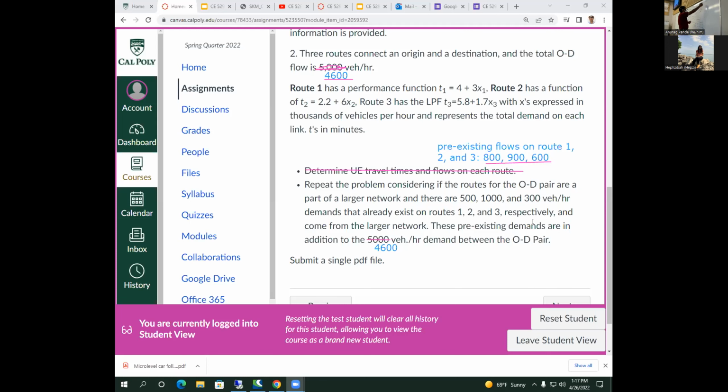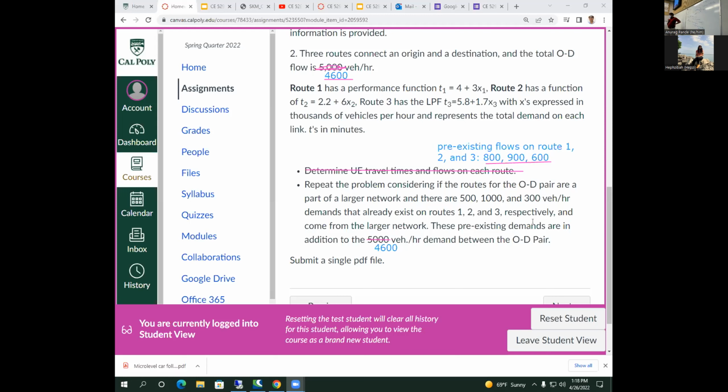So I'll set it up as 4 plus 3x1 equal to... okay, so that's how I'll set it up. And then I'll say, this has to be there. So I'll get those two equations going. And then I can just simply do x1 plus x2 plus x3 equal to 4.6. Is that right? Not right, right?